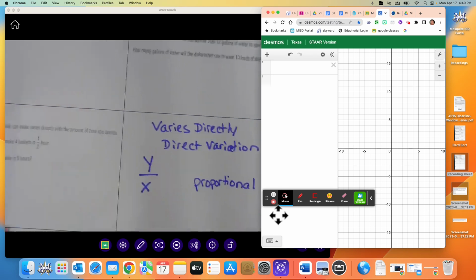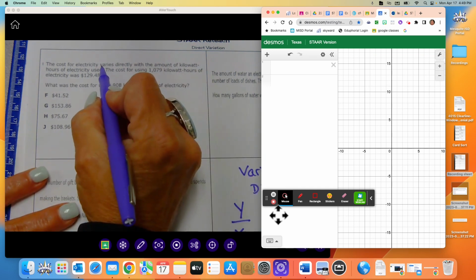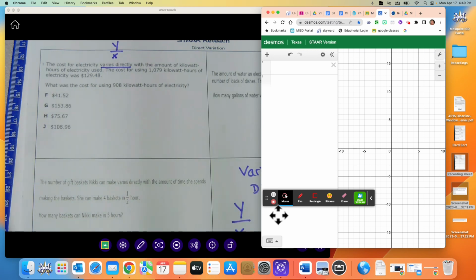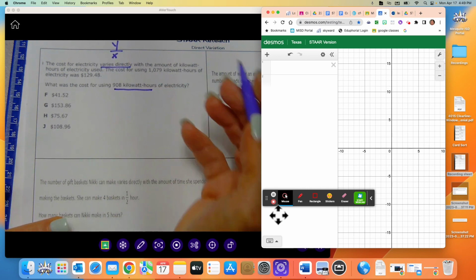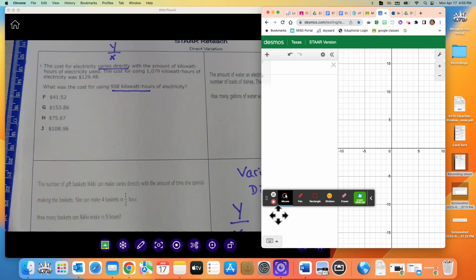Okay, let's look at number 1. It says the cost for electricity varies directly. Remember, when you see those words, it's going to be y over x, with the amount of kilowatt hours of electricity used. The cost for using 1,079 kilowatt hours of electricity was $129.48. What was the cost for using 908? Two ways we can do this. One way we're going to do it is we are going to divide and see how much it is for 1 kilowatt.